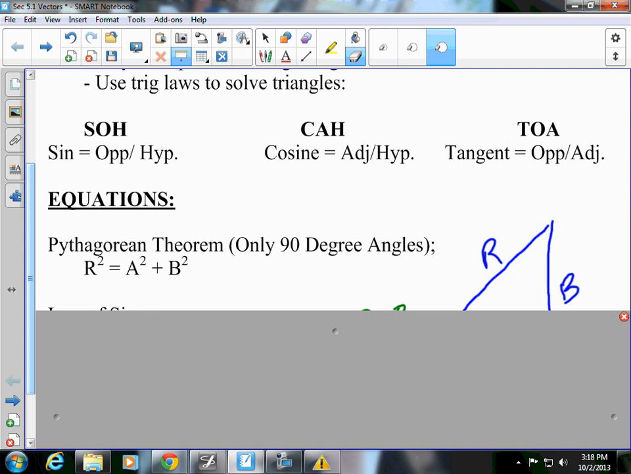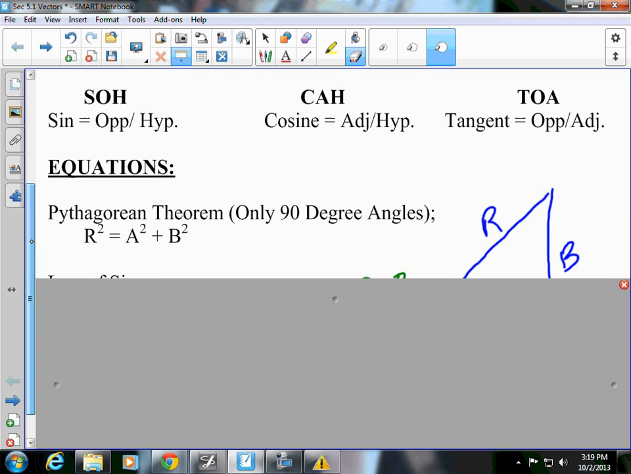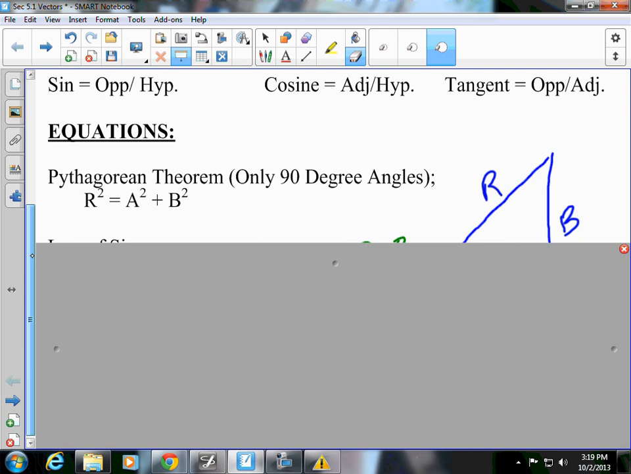Now, why do we use R? R stands for the resultant. And the resultant is the combination of our two vectors. So that is why we use R instead of c. R is still the hypotenuse. We are trying to solve for the resultant. So the Pythagorean Theorem should be nothing new for this equation.